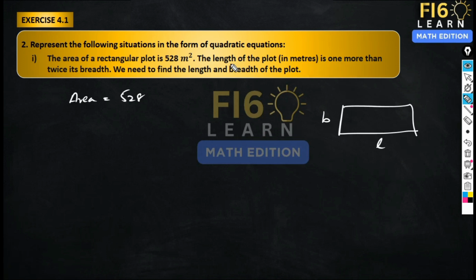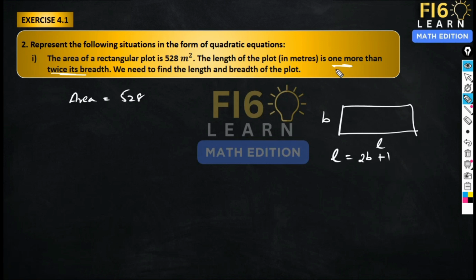The length of the plot, that is L, is 1 more than twice its breadth, which means we have to multiply the breadth by 2 and add 1 to it. Whenever you see 1 more or 2 more, you just have to put an addition symbol and add the given value. If you see 1 less, you have to put minus 1 with the value given next to it. So in this case, twice its breadth is 2b, and for this 1 more I have added plus 1 here.